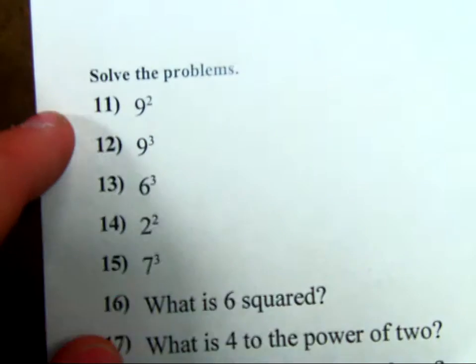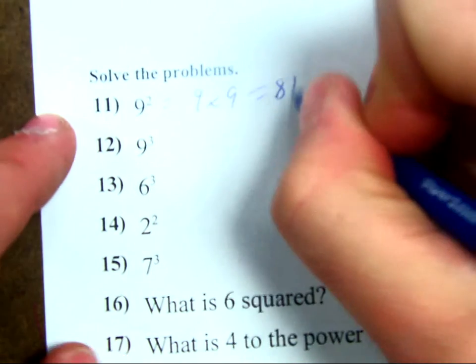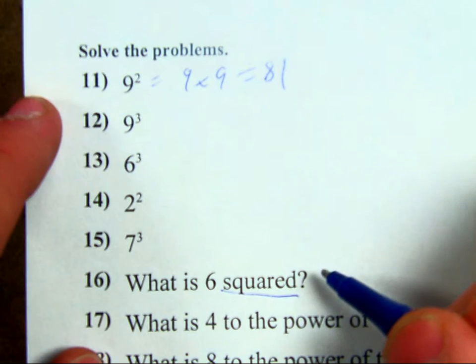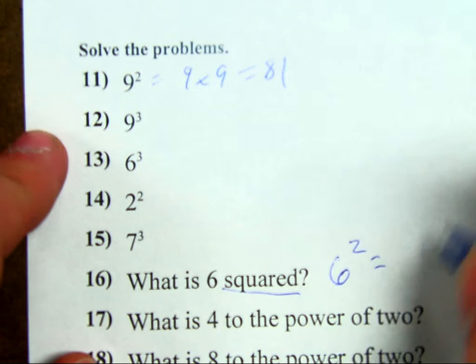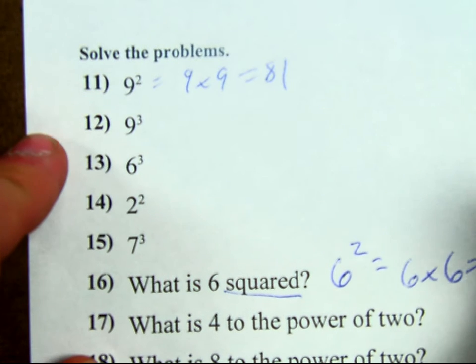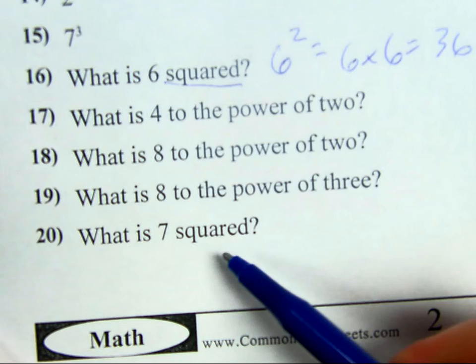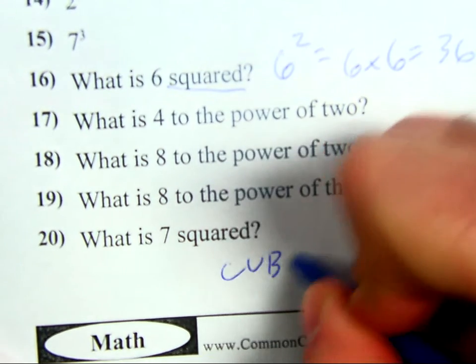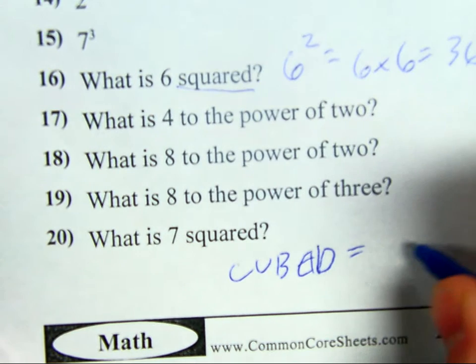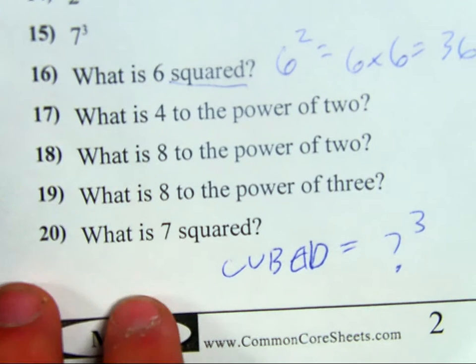Now we got to solve these. 9 to the 2nd will be 9 times 9, that's 2 9s, equals 81. Squared means to the 2nd power. So that's going to be 6 squared equals 6 times 6 is 36. Power of 2, power of 2, power of 3. When we see the term squared, that means to the 2nd power. If we ever see the word cubed, that equals something to the 3rd power. Cubed means something to the 3rd power.